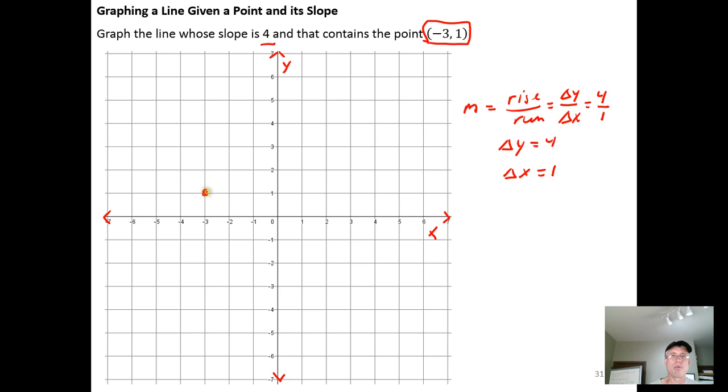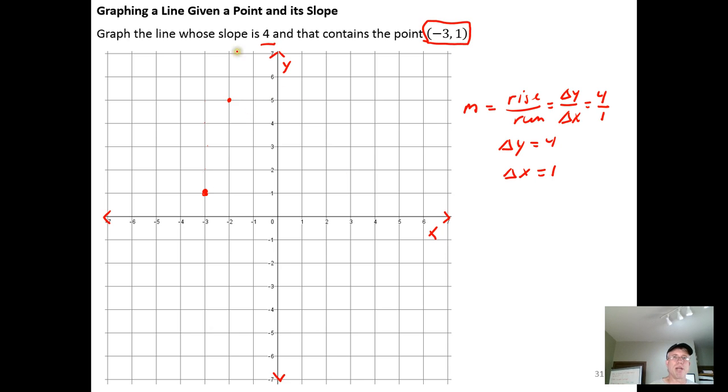So what we do, once we know what the rise and the run are, the 4 and the 1, we go over to the point that we've been told is on the graph, and we rise 4, and we run 1 to the right. So both movements are in the positive direction, because both numbers are positive numbers. So we go +4 up, +1 over, and that gives us another point on the graph.